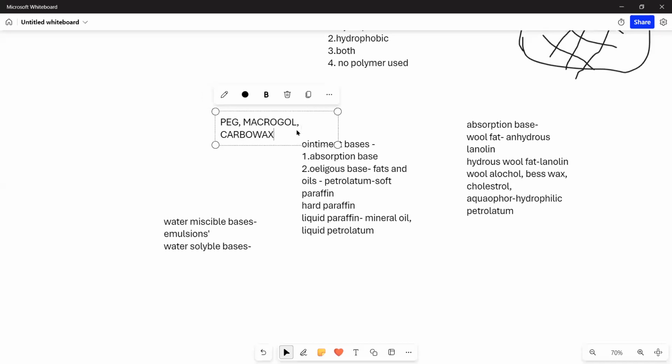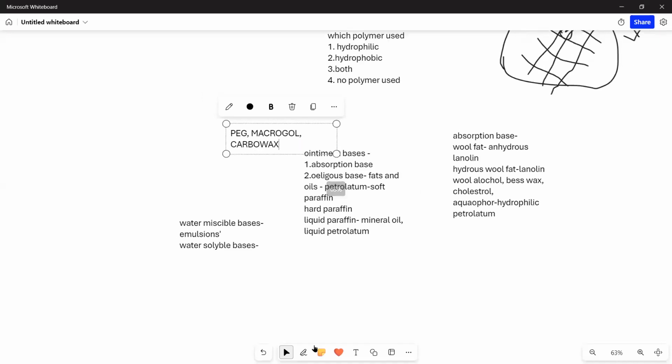These are some of the important ones, and along with that, the ointment also contains other components like preservatives. I'm not going to give the examples of the preservatives, as you know them. It also consists of humectants. Examples of humectants: glycerin, sorbitol, PEG, etc.